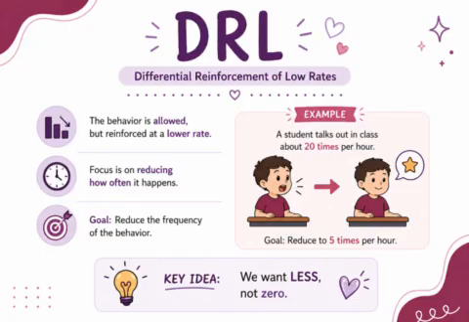For example, here, a student talks out in class about 20 times per hour. This is problematic because it's just too frequent. So your goal is going to be to reduce it to maybe 5 times per hour. You don't want to eliminate the behavior because you still want them to talk, just less frequently. So again, the main idea is just to reduce the amount of times the behavior is occurring.